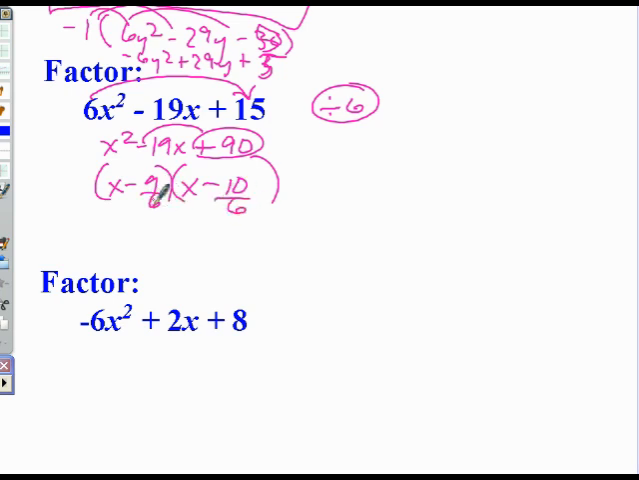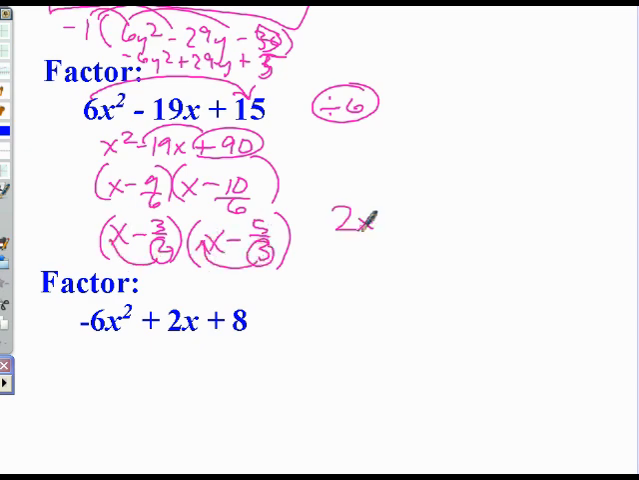You got to put this in simplest form. This is x minus 3 halves, because 9 and 6 reduced by 3, and x minus 5 thirds, because 10 and 6 reduced by 2. But this is bottoms up. You can't have denominators in your factor, so we get 2x minus 3 times 3x minus 5.